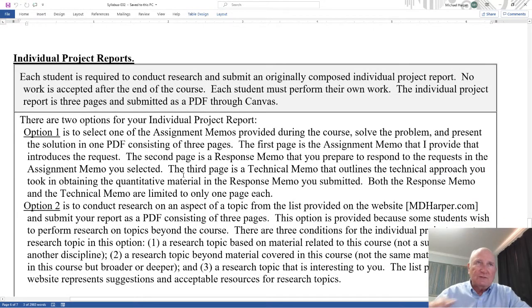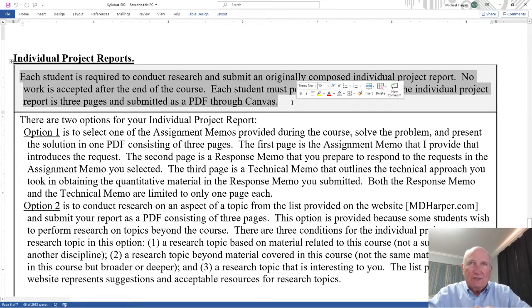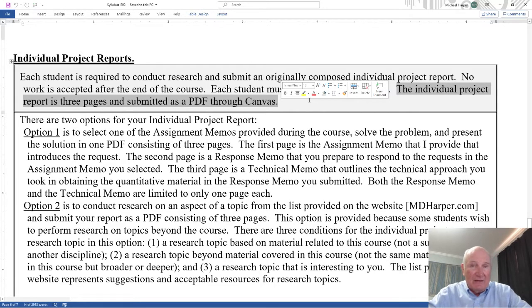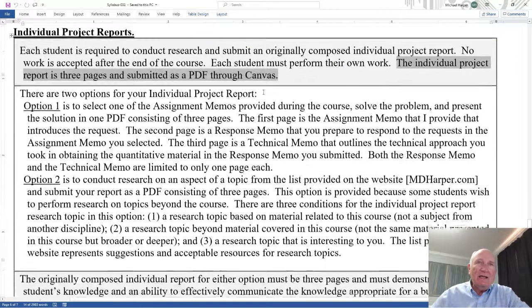Individual project reports. Each student is required to conduct research and submit an originally composed individual project report. No work is accepted after the end of the course. Each student must perform their own work, and the individual project report will be 3 pages submitted as a PDF through Canvas. Okay, now I give different options here.